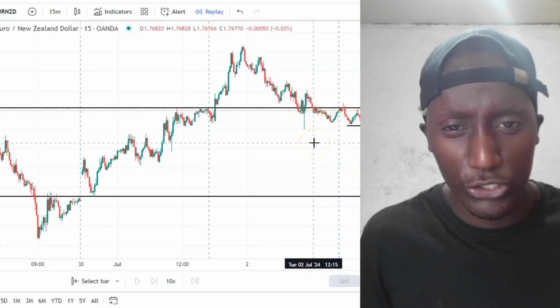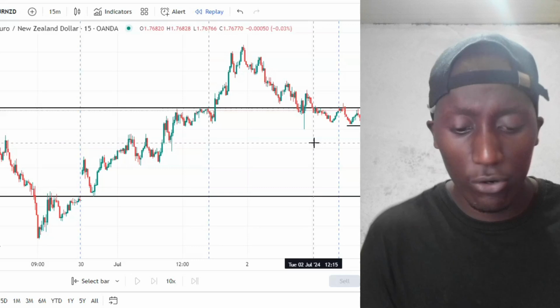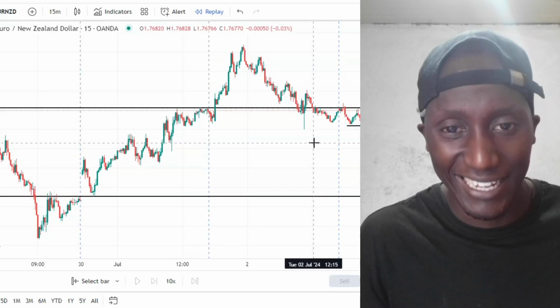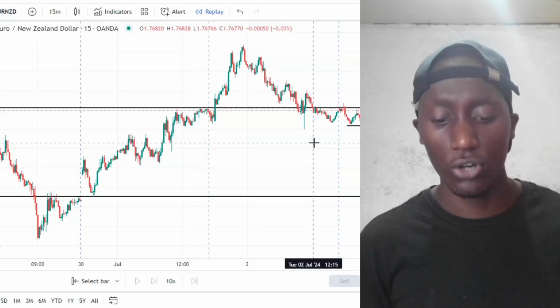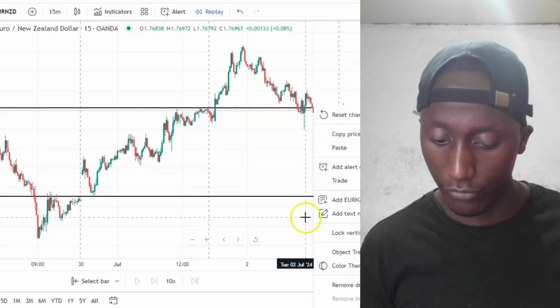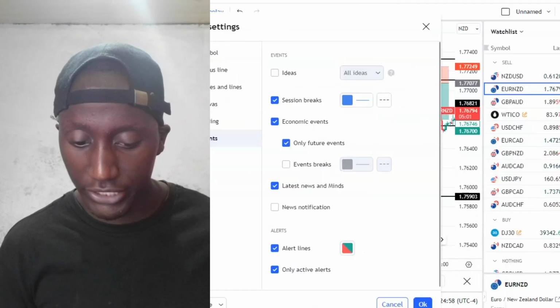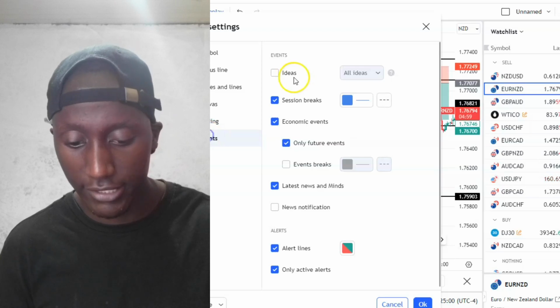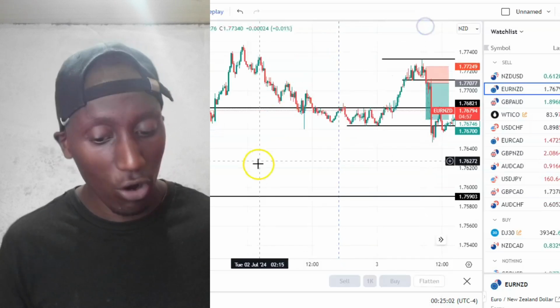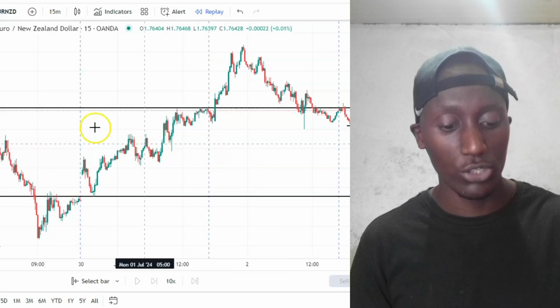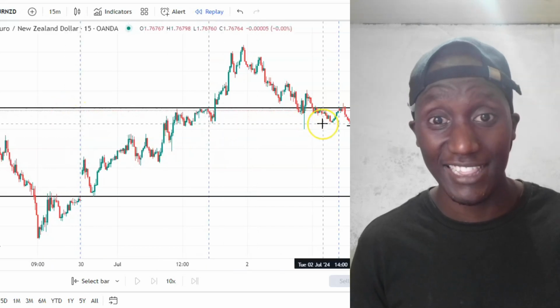Now, a big question that I get asked a lot is, how do you know exactly where the day ends and where the day begins? So I go to settings on my TradingView, and then I go to events, I have checked these session breaks. And all I need to look at is these dotted lines. They show me the beginning and the end of the day.